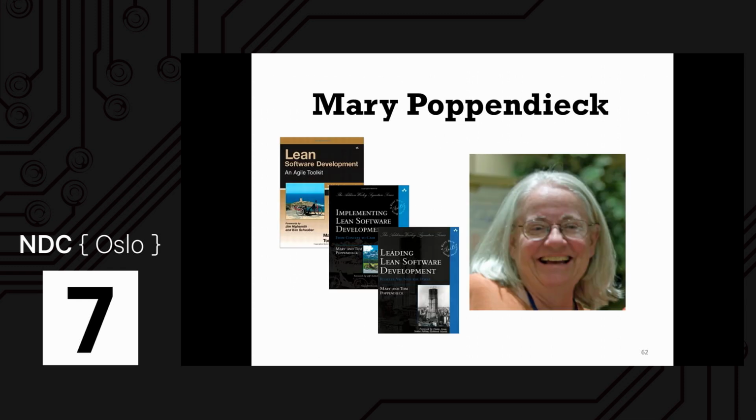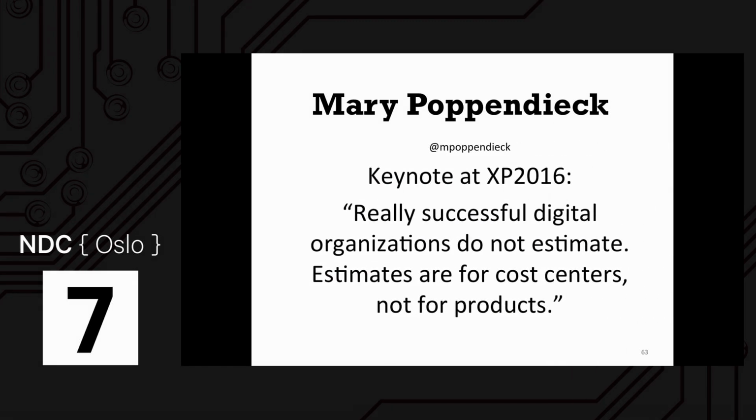I want to just share some ideas I've heard from other people. Most of these I've heard at conferences or on videos of talks at conferences. Mary Poppendieck, who's probably spoken at this conference, I don't know, said this at the keynote at XP 2016 last year. I like this. Really successful digital organizations do not estimate. Estimates are for cost centers, not for products. A cost center is a place in a company or a department in a company where it doesn't directly generate income. They're there to manage something like facilities, and their job is to make sure everybody's got a desk.